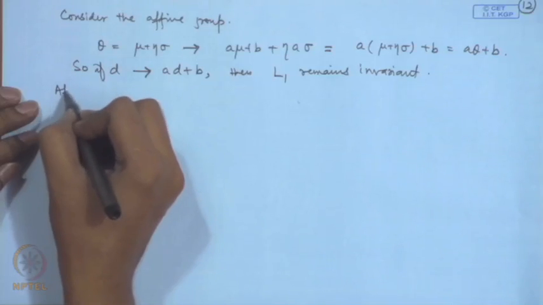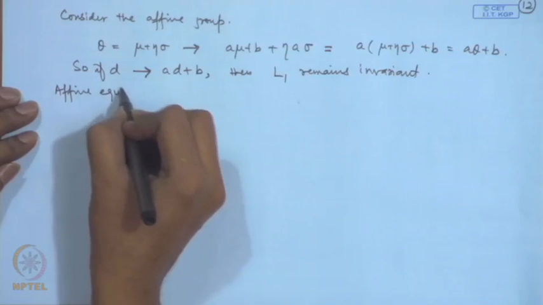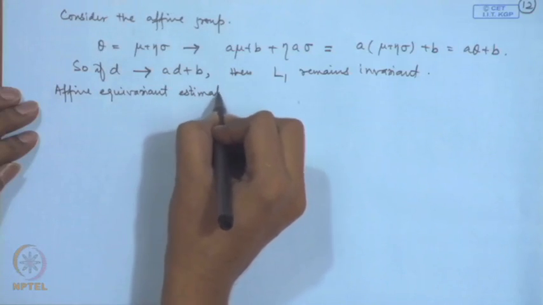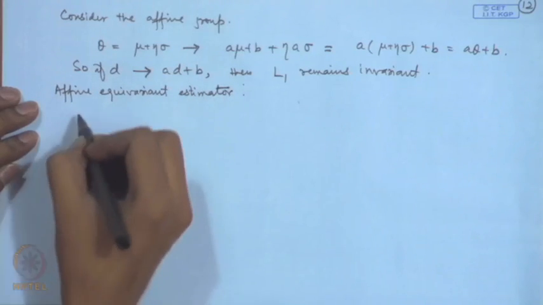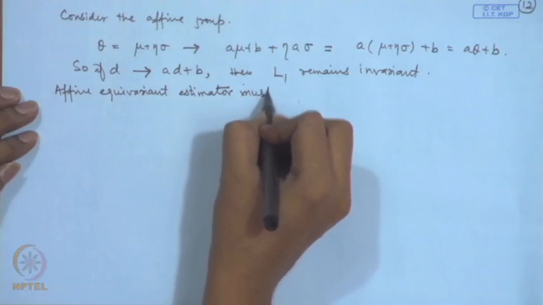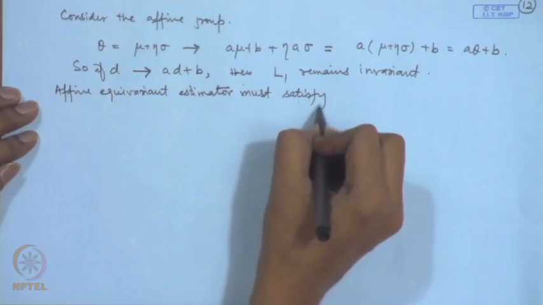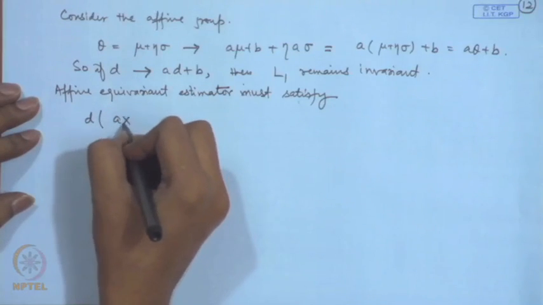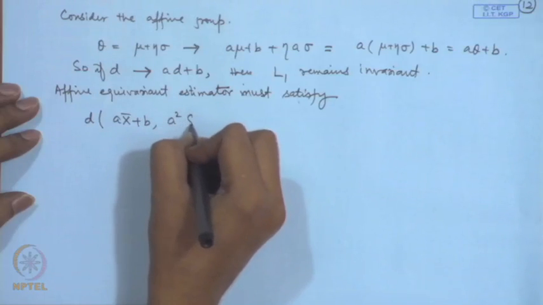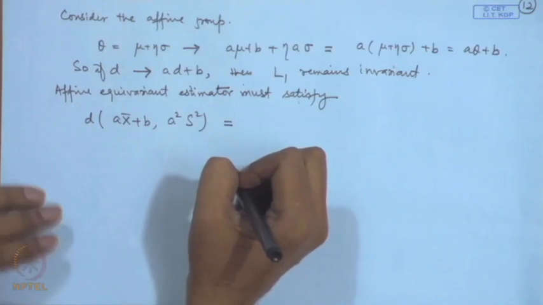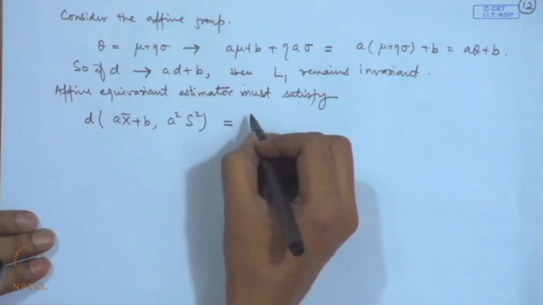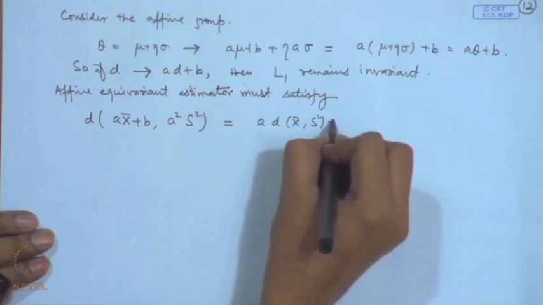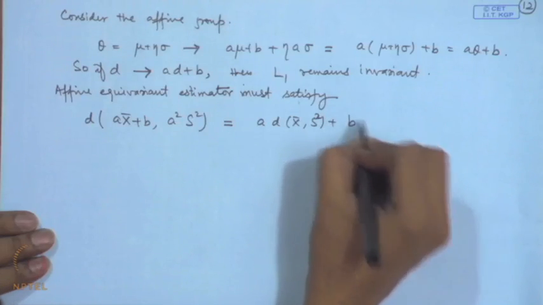So, affine equivalent estimator. If I consider an affine equivalent estimator, that must satisfy d of (a x bar plus b, a square s square) is equal to a d(x bar, s square) plus b.